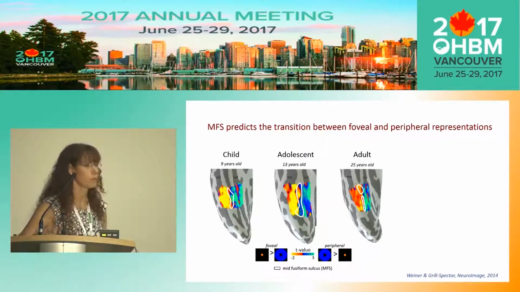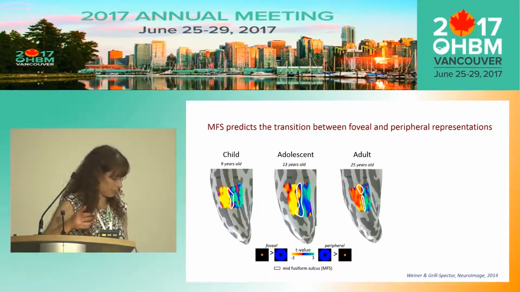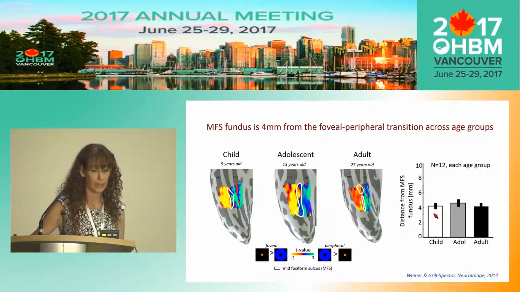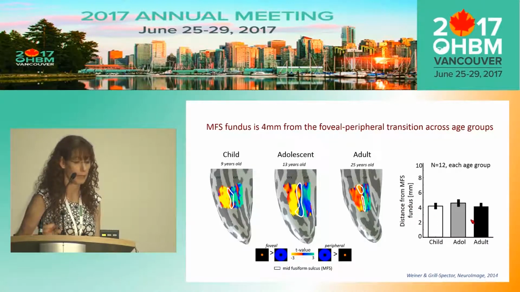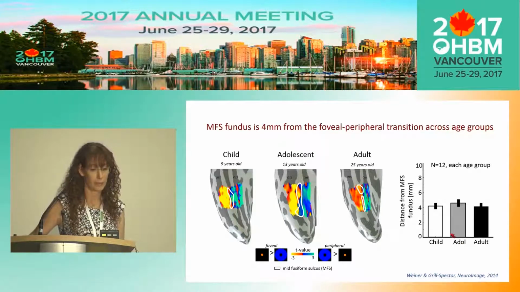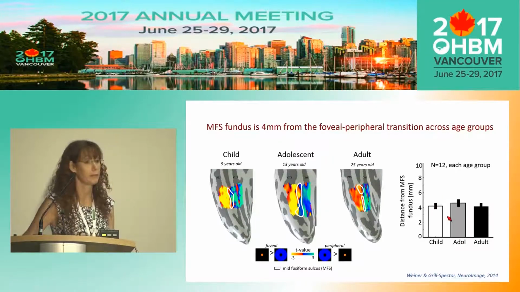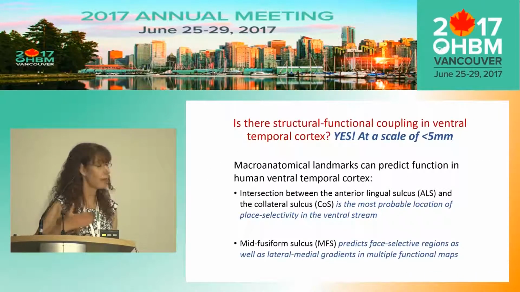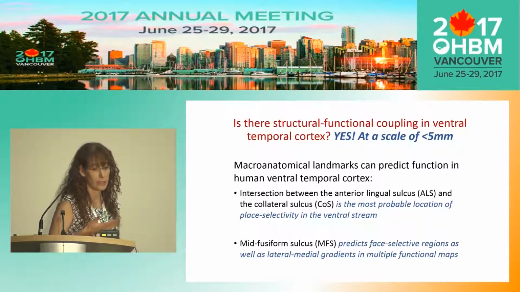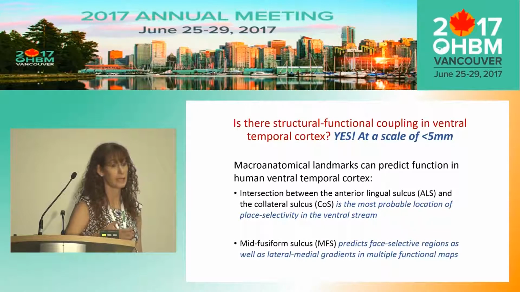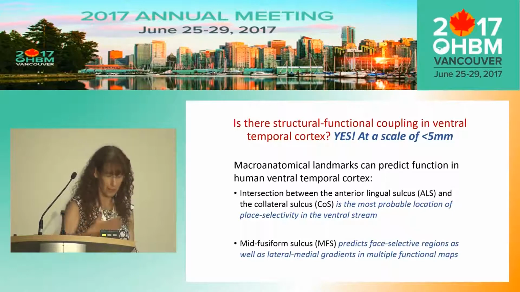And we actually measured the distance between the functional boundary and the anatomical boundary, and independent of the age group of the participant, the gradient in the lateral medial eccentricity map is on average 4 millimeters from the fundus of the MFS. So back to my first question: is there a structural functional coupling in the ventral temporal cortex? And the answer is yes, and the scale of this coupling is quite fine. It's less than 5 millimeters.